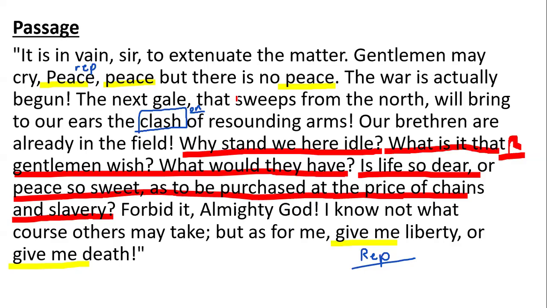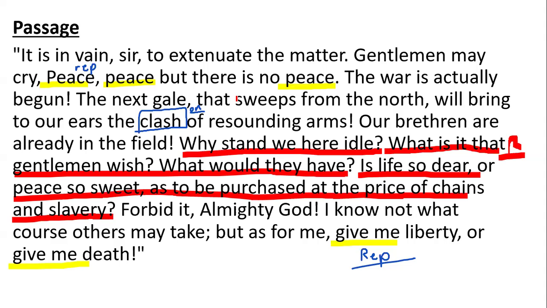There's some irony mixed in there because gentlemen may cry peace, peace, but there's no peace. I could see where you could say irony. It's not clear though, that's a weak one, but I could see where you're coming from, because the expected outcome is for there to be peace, but there's no peace. So that's really good. I like that. But that would be my first one.